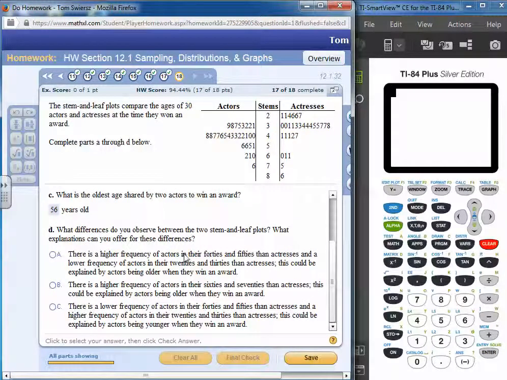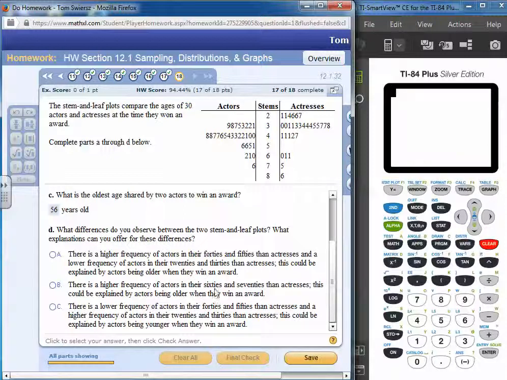What difference do you observe between the 2 stem and leaf plots? What explanations can you offer for the differences? There's a higher frequency of actors in their 40s, that looks correct, and 50s than actresses, that's definitely correct, and a lower frequency of actors in the 20s and 30s than actresses. This could be explained by actors being older when they win the award. That sounds very reasonable. Okay, let's look at B and C.